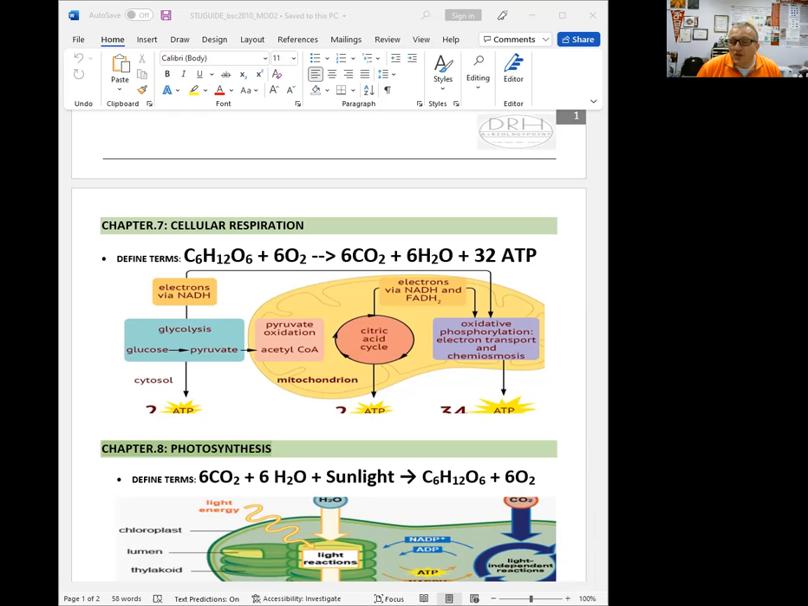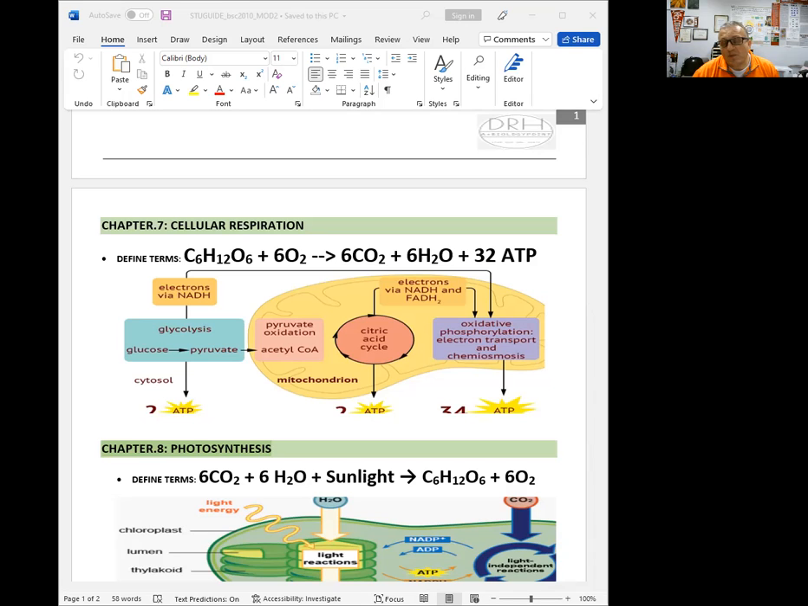Net ATP is only 2 from fermentation, but it's used in a lot of industry to create so many food products using this fermentation. Also, don't forget proteins, carbohydrates, and fats can all be used and enter this reaction from different places to create ATP. So always remember that.